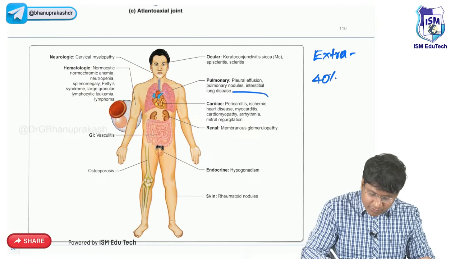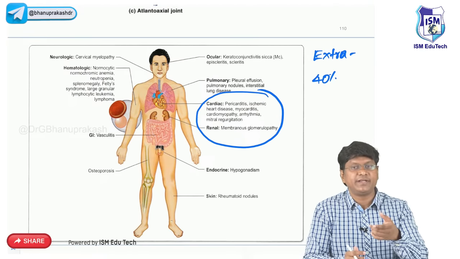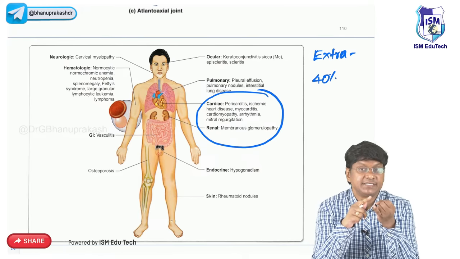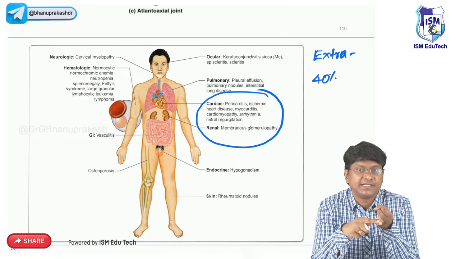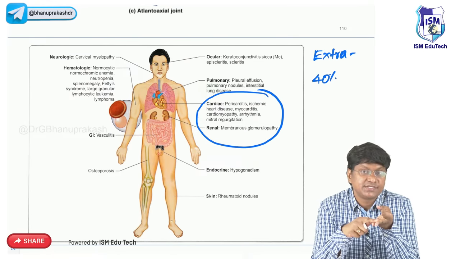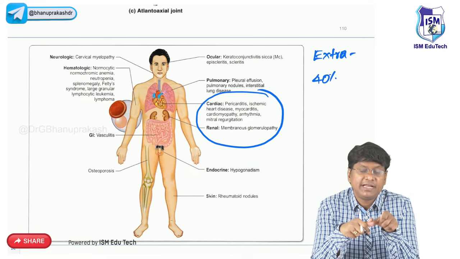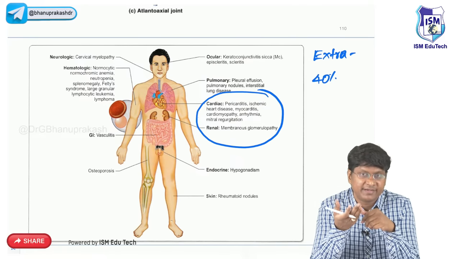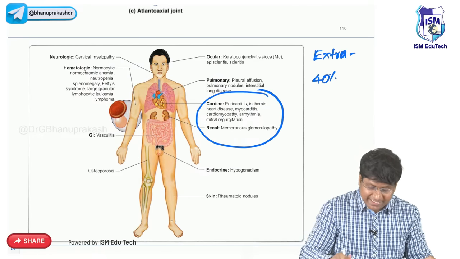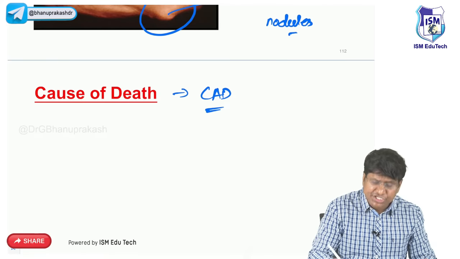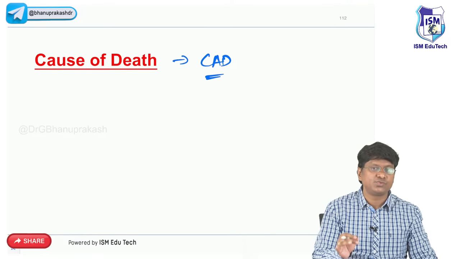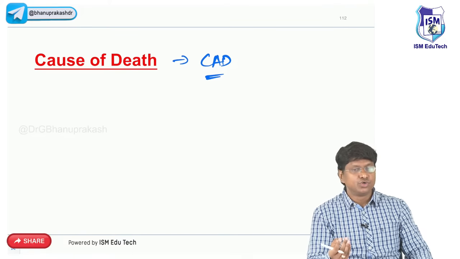Now, what would be the cause for mortality in patients with rheumatoid arthritis? That is because of the cardiac involvement. So, what will be that cardiac involvement in case of rheumatoid arthritis? There can be pericarditis, right? And there can be ischemic heart disease, there can be myocarditis, there can be cardiomyopathy, valvular abnormality can be there in the form of mitral regurgitation. But what would be the cause of death? The cause of death is ischemic heart disease, that is coronary artery disease, in patients with rheumatoid arthritis.